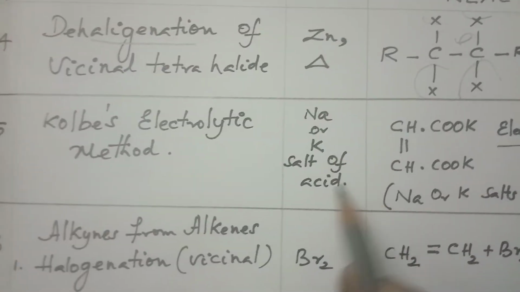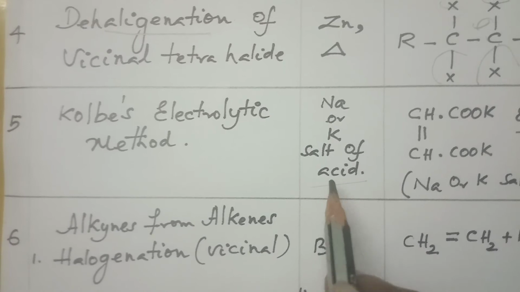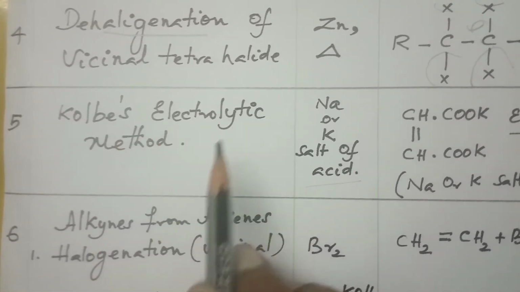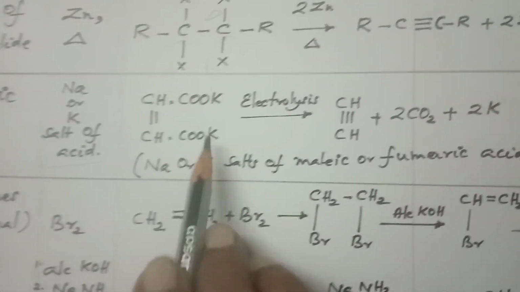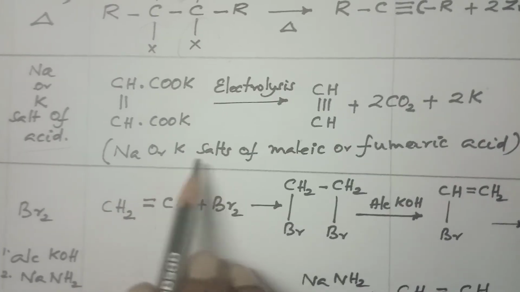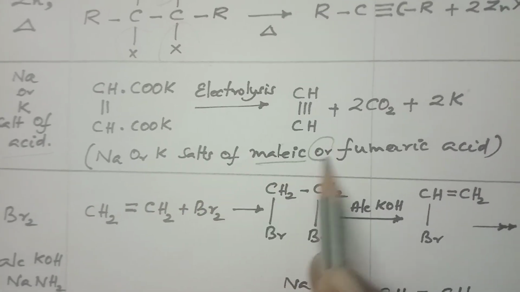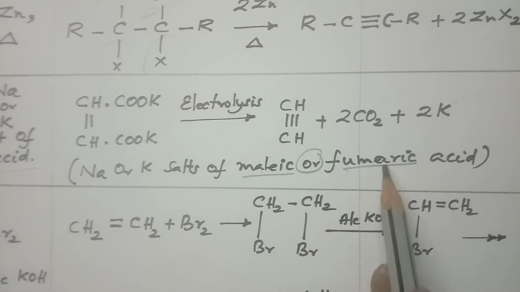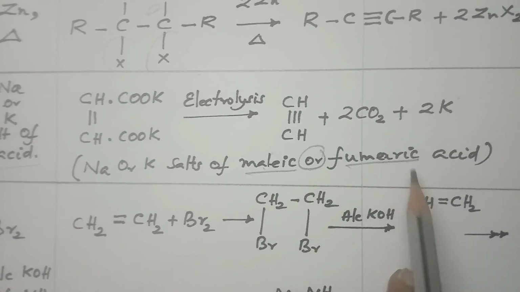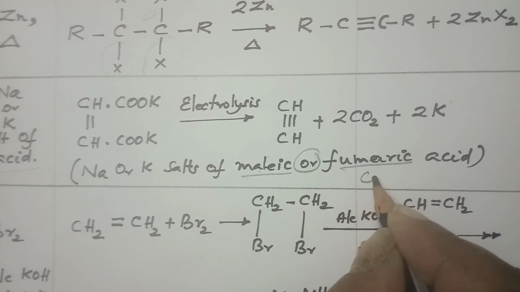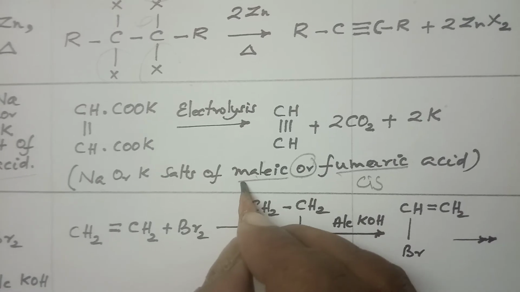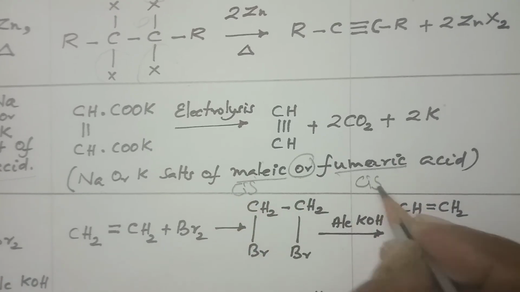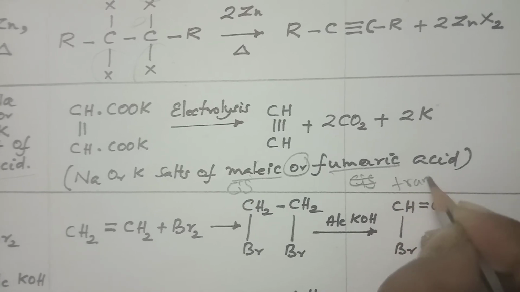Okay, next coming to the next reagent, sodium or potassium salt of the acid. During electrolysis, it is the Kolbe's electrolytic process. This reaction applies for alkane, alkene, alkyne, all the categories. Here, what is written is sodium or potassium salt of maleic or fumaric acid. Maleic and fumaric acids are geometrical isomers. One minute, correction now: maleic acid is the cis, then automatically fumaric acid is the trans.